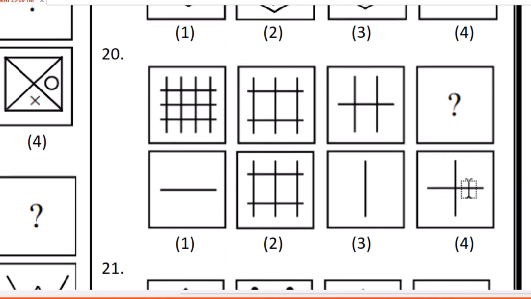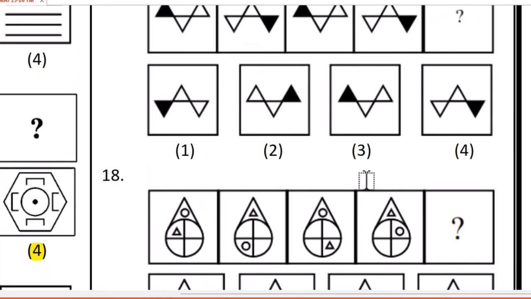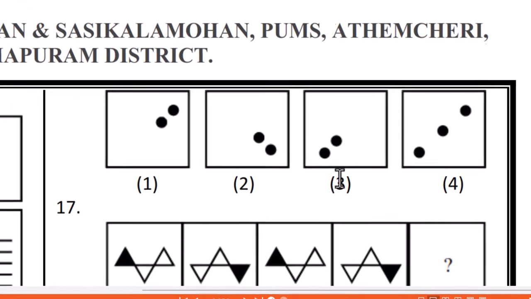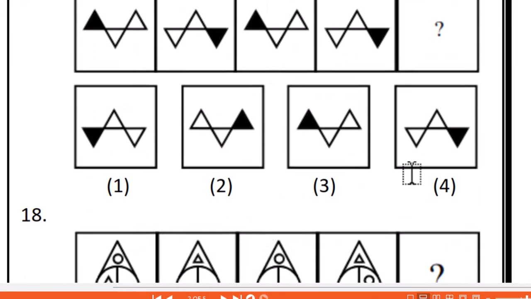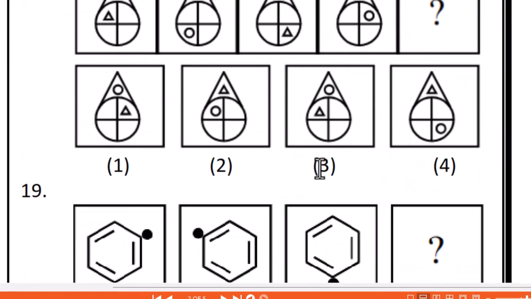Question 16. Correct answer: 3. Explanation. The most logical pattern is dots. Question 18. Correct answer: 3. Explanation. 2 patterns are present.